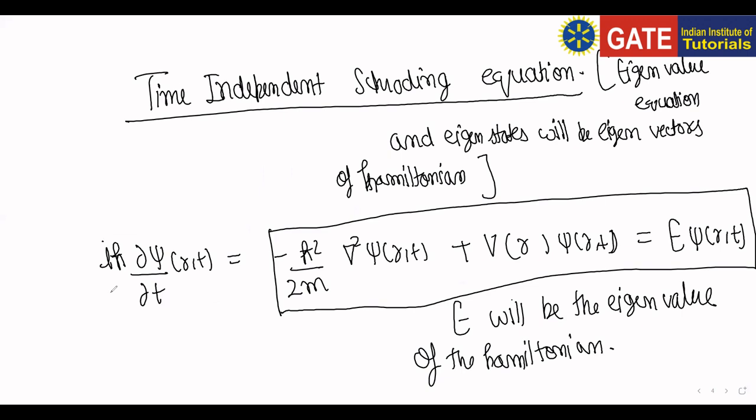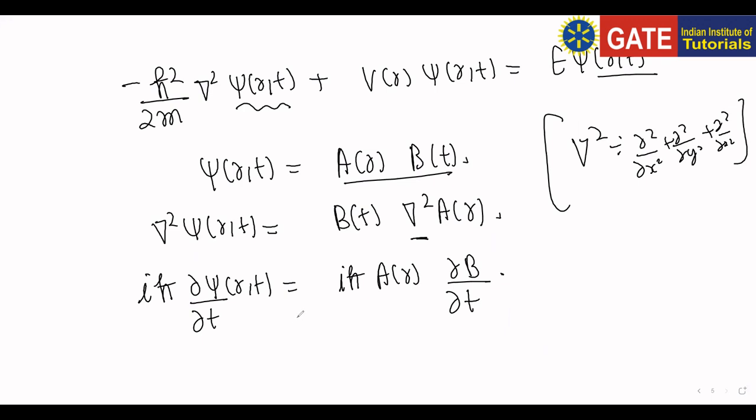Next step, you substituted. The time dependence is also here. So i h cross del psi by del t is i h cross A of r del B by del t. Only this part will get differentiated with time. This part can't get differentiated with time, it's the space part. Call this equation number 1. Call this equation number 2.